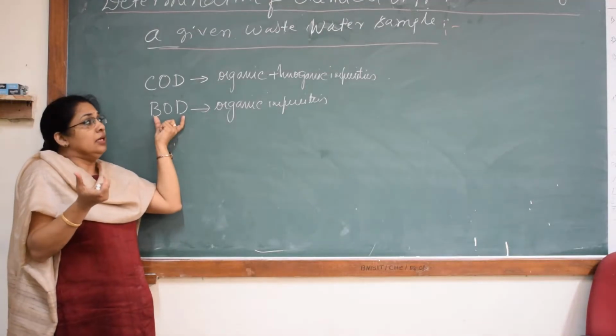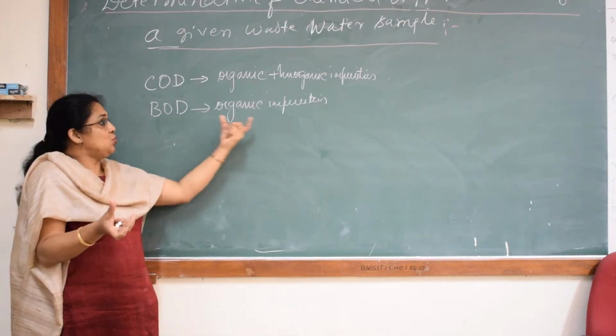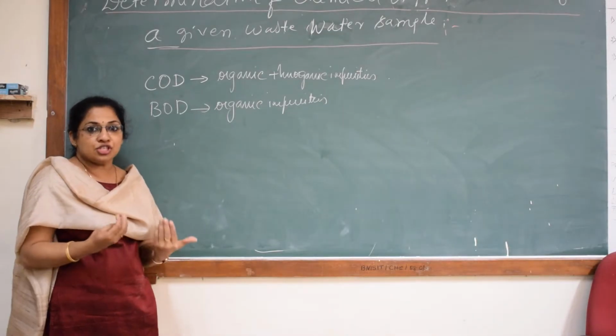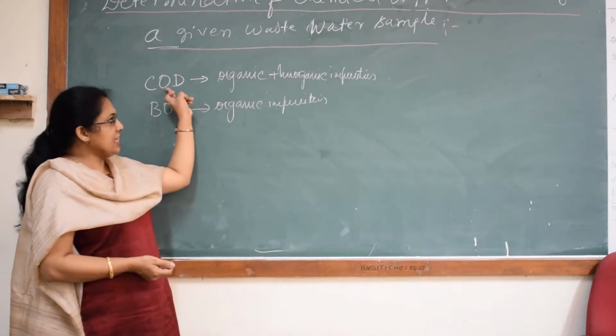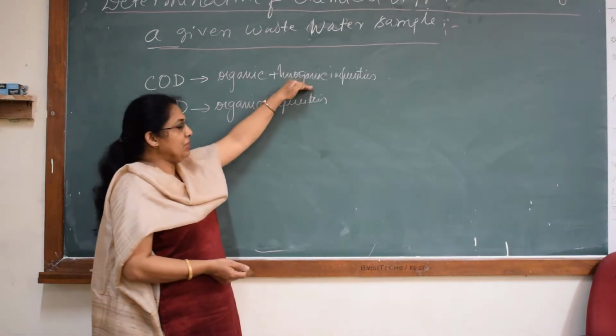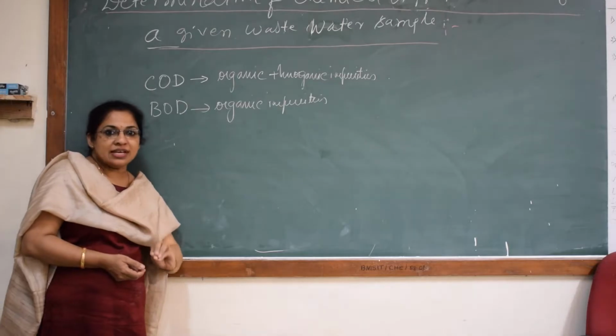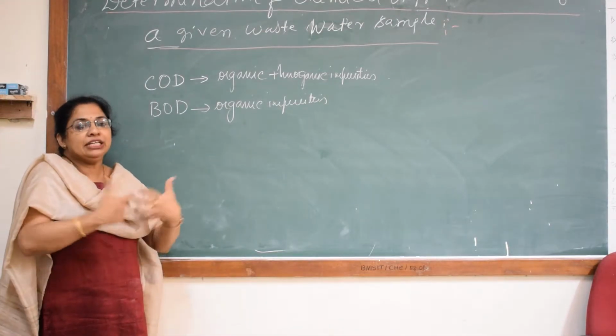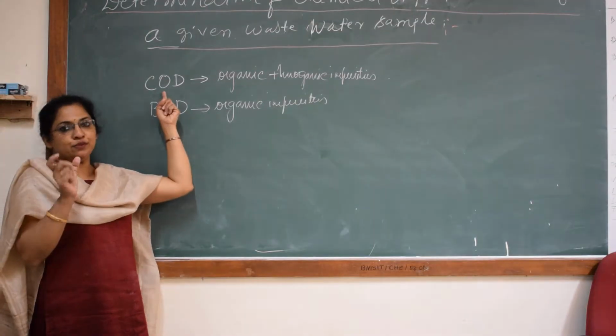That means we are going to measure the impurities which are biologically decomposable, or which can undergo decomposition by itself. Whereas in this case we are taking care of both organic and inorganic impurities. That means both biologically oxidizable and non-biologically oxidizable. That means chemically oxidizable complete impurities we are going to measure in the case of COD.